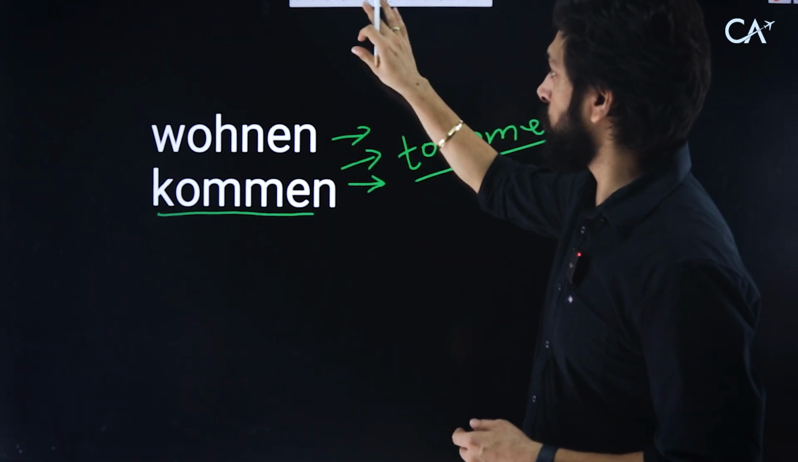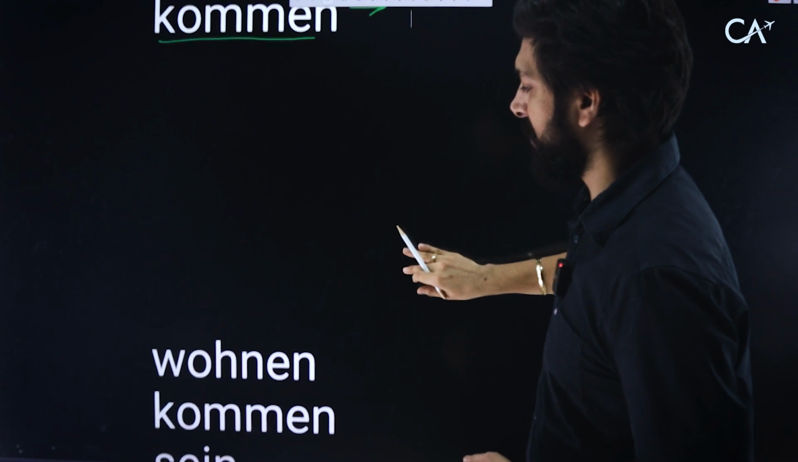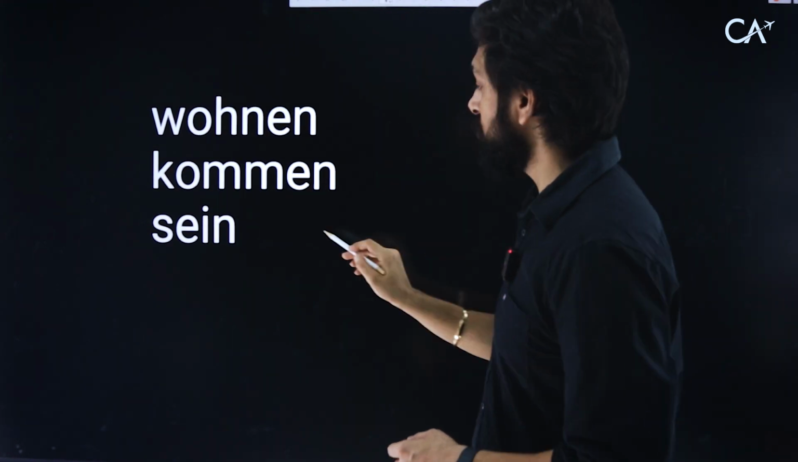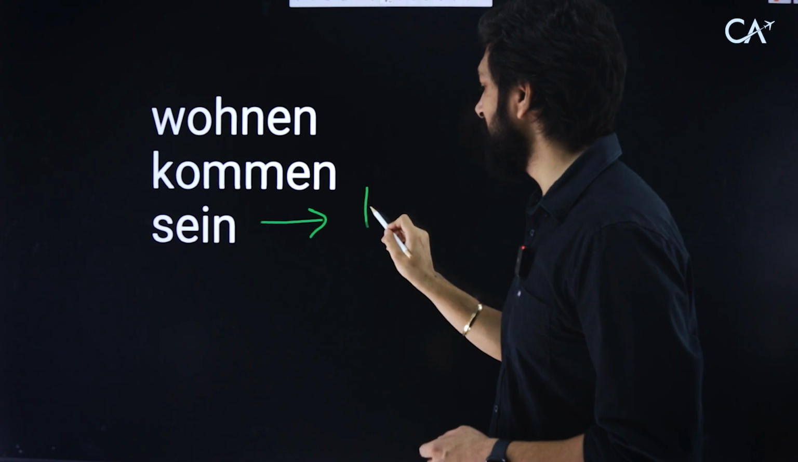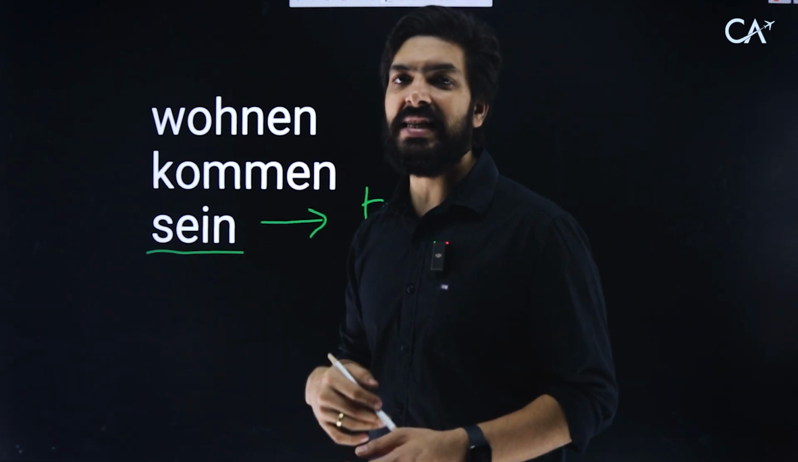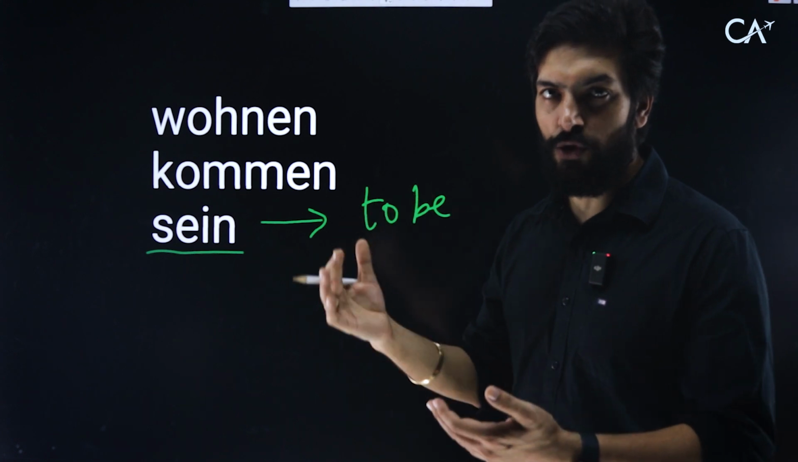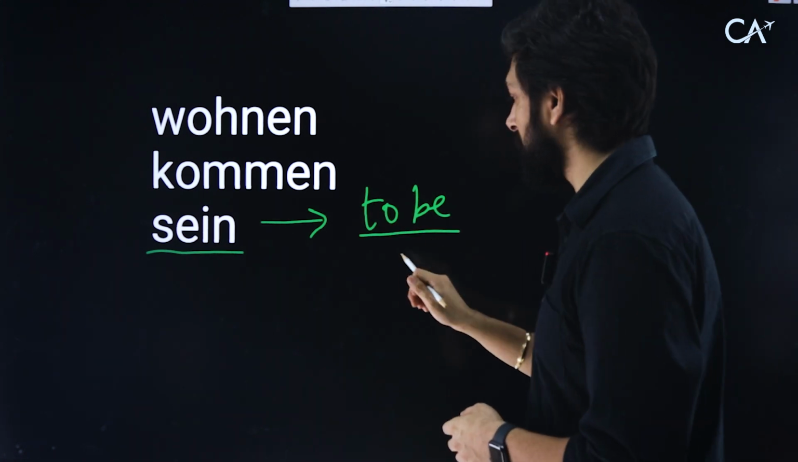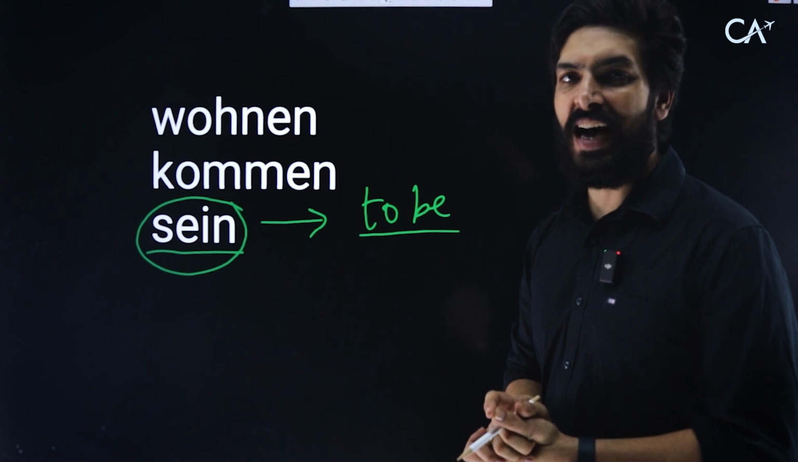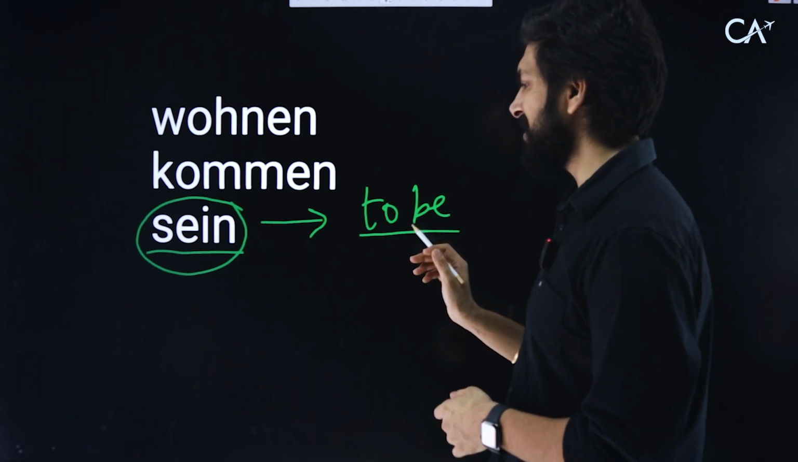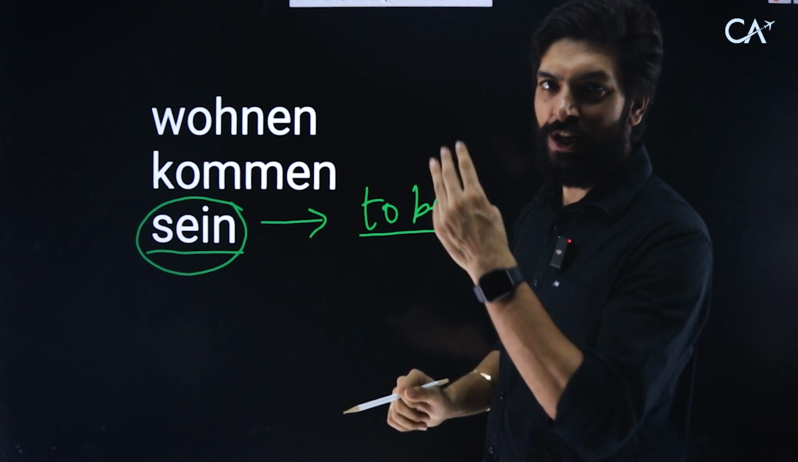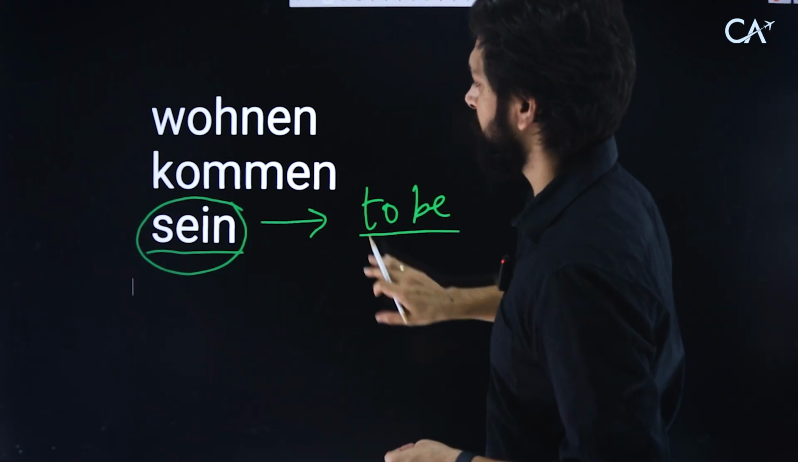Okay. Next one that we have is sein. Now, what is sein? In English, we say the to be format. Out of this sein, we will get is, are, am, when we conjugate it. So to be becomes sein. Wohnen, kommen, sein. 3 already.